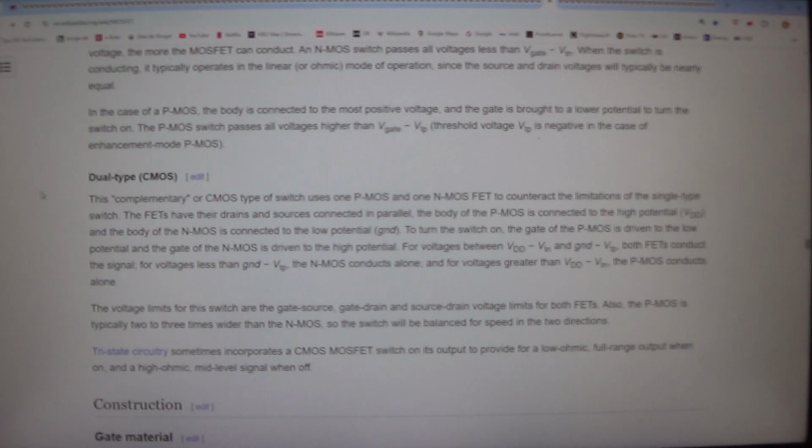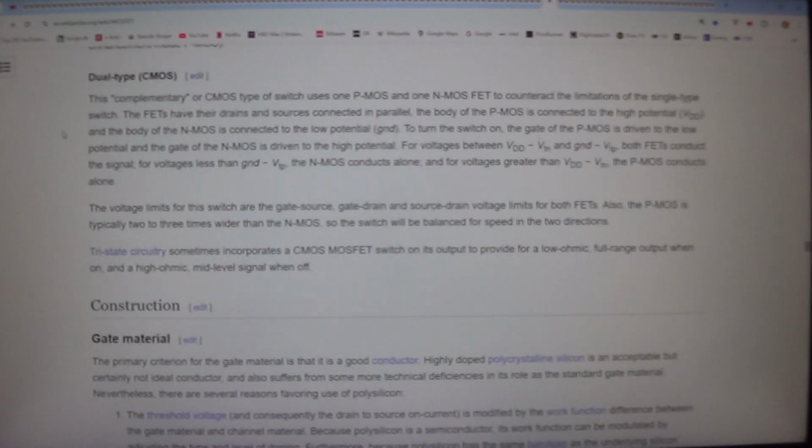In the case of a PMOS, the body is connected to the most positive voltage, and the gate is brought to a lower potential to turn the switch on. The PMOS switch passes all voltages higher than VG minus VTP. Threshold voltage VTP is negative in the case of enhancement mode PMOS. Dual type, CMOS, edit. This complementary or CMOS type of switch uses one PMOS and one NMOS FET to counteract the limitations of the single type switch.